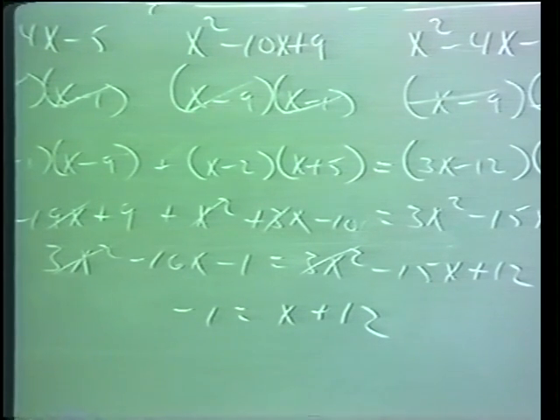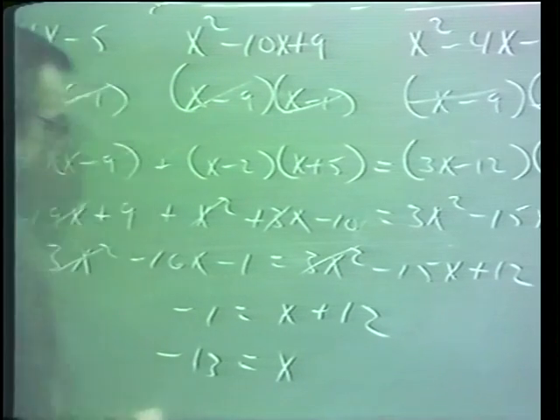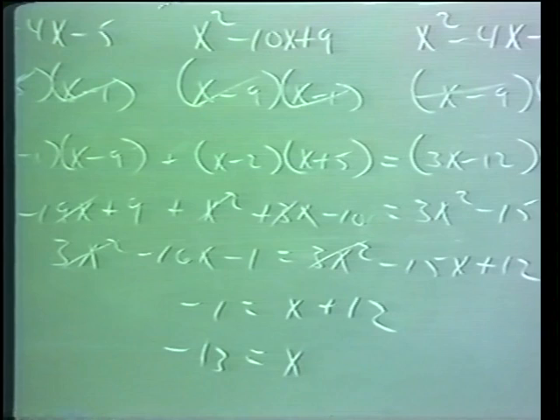Step 5 says get all the terms that don't have x off that side. Well, I have to get rid of that 12. I add a negative 12 to both sides. I come out with x equal negative 13.